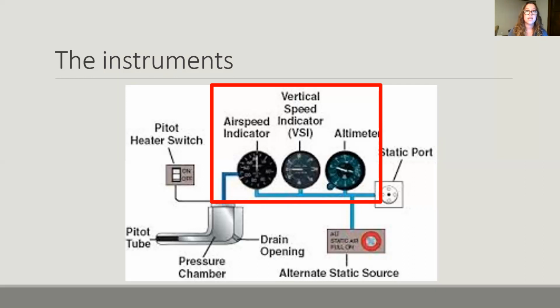The vertical speed indicator, which is measuring the rate of change in ambient air pressure, is giving the pilot information on how quickly they are ascending or descending.